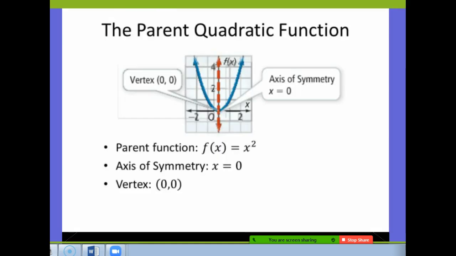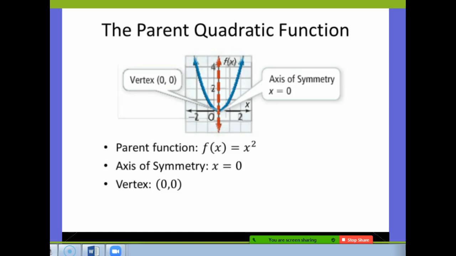We talk about the parent function of functions a lot. So the parent function of a linear function is y equals x. The parent function of absolute value is y equals absolute value of x. The parent function of a quadratic is y equals x squared.